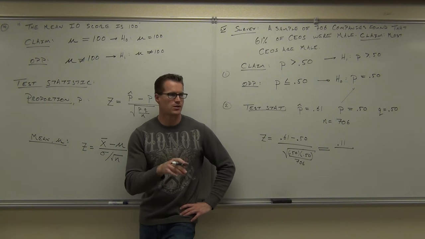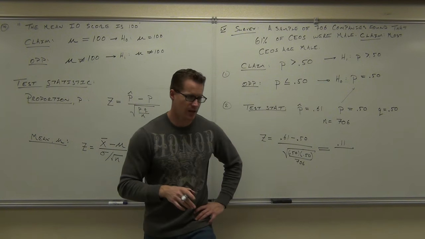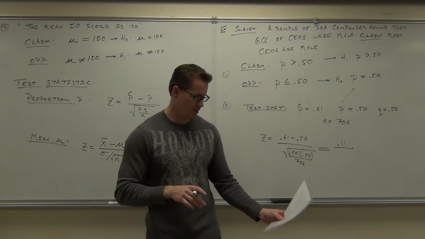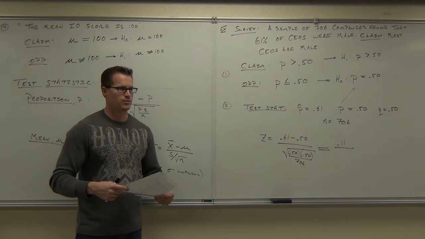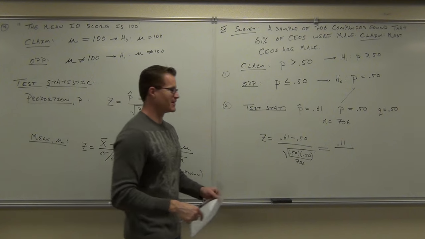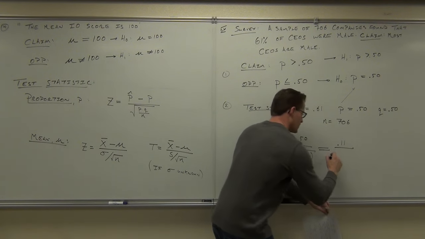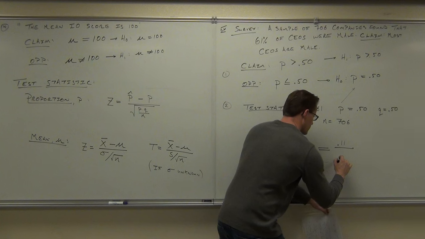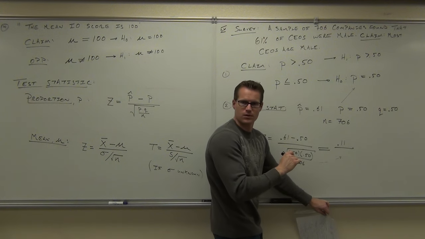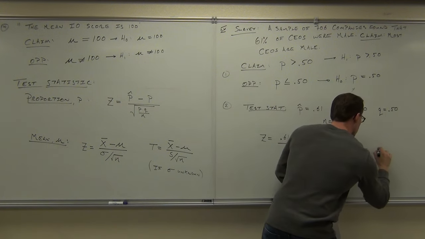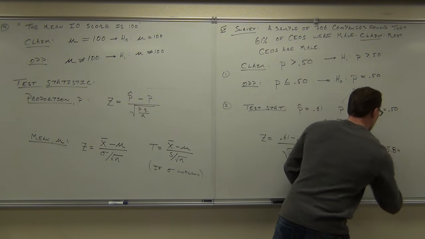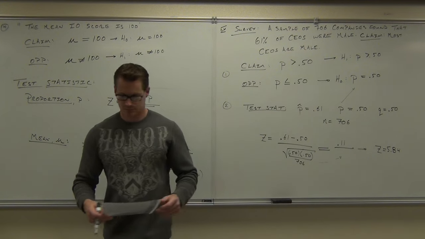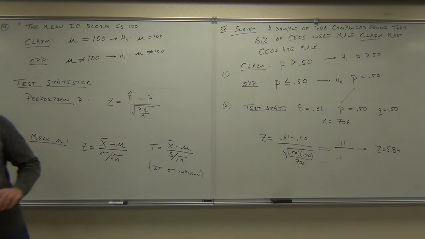If you weren't able to get that on your calculator, come and see me. I'll show you how to do that later, all right? But on your calculator right now, you should have, I have no idea what it is. I have to take a picture. 5.83. Did you get 5.83? 5.84? Oh, my math is wrong. You rounded correctly, 5.84? Okay.